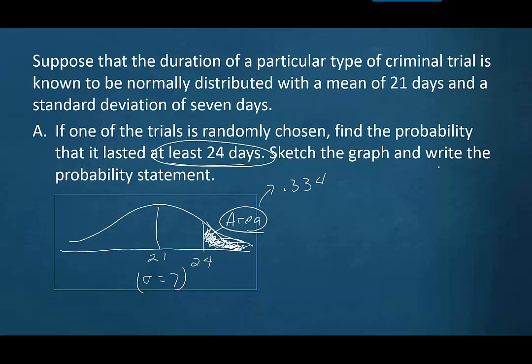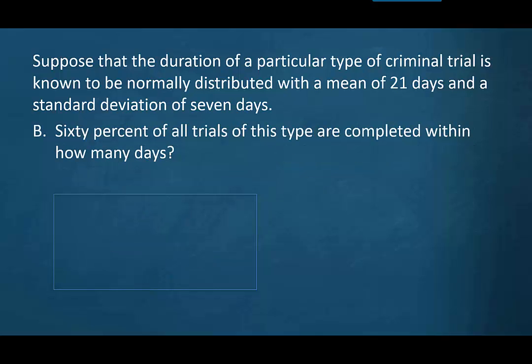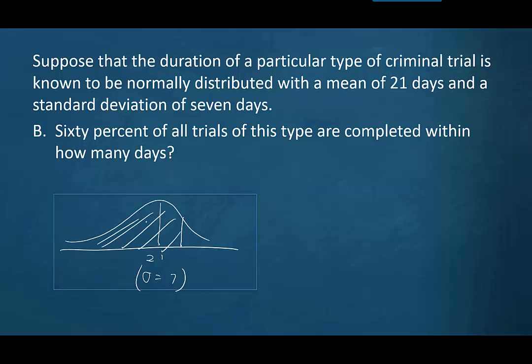And so sometimes it'll say and write the probability statement. All they're wanting you to say here is something like the probability that a randomly selected trial will last more than 24 days is about 0.334. So for part B, 60% of all trials of this type are completed within how many days? Does not take long. 60% we know is a little bit to the right over here. So this area is 0.6.